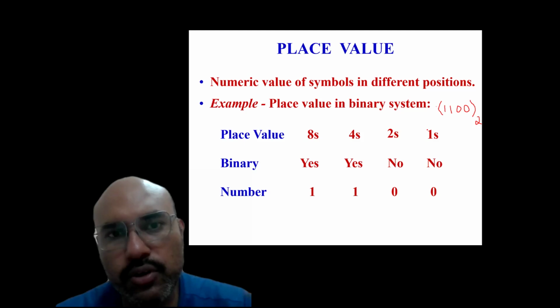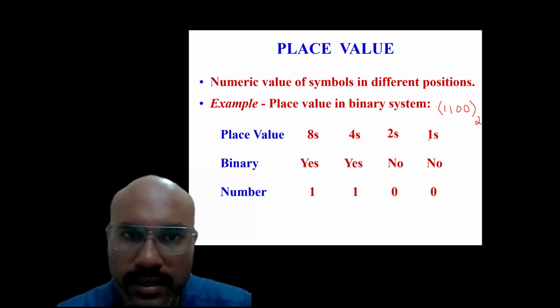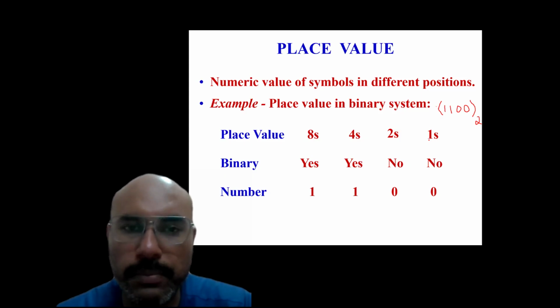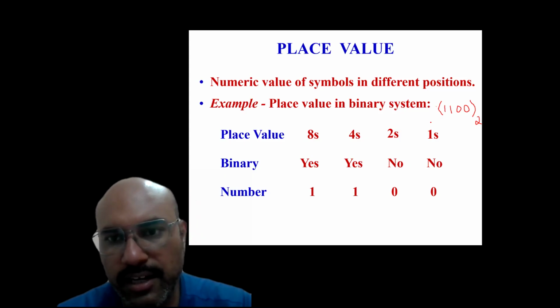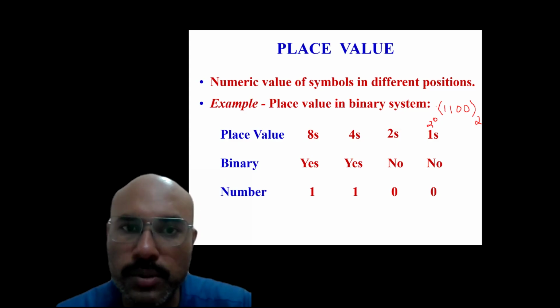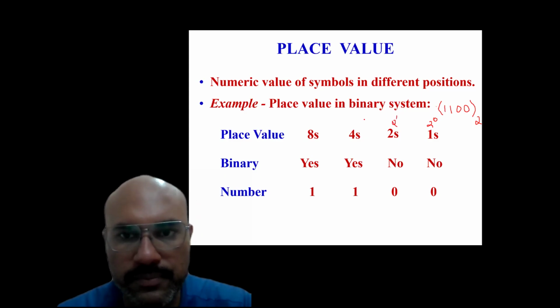Now, if I want to identify the value of this number in decimal, I need to understand the concept of place value. Each and every place has a significant value. The first position is represented as 2 to the power 0. Why 2 to the power 0? Because it is a binary number. If it is octal, then I will use 8 to the power 0. Then here 2 to the power 1, then 2 to the power 2, and here 2 to the power 3.